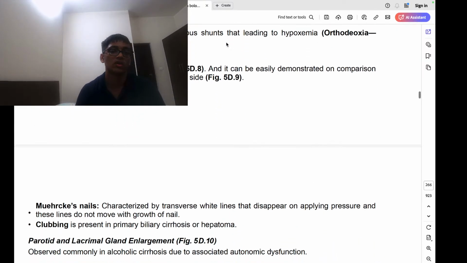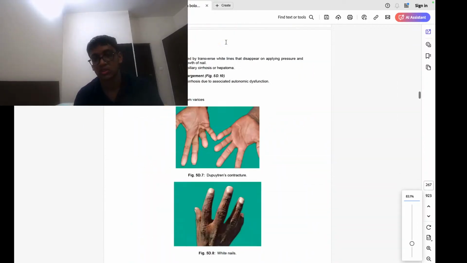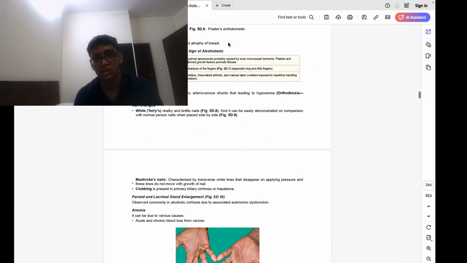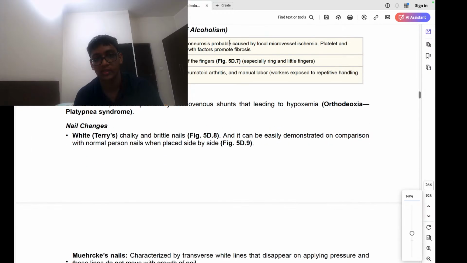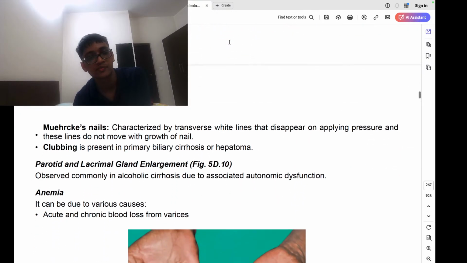You have a lot of nail changes. But in this situation, you can see white, Terry's, chalky, and brittle nails, which can be easily demonstrated in comparison with a normal person's nail when placed side by side. White, Terry's, chalky, and brittle nails.